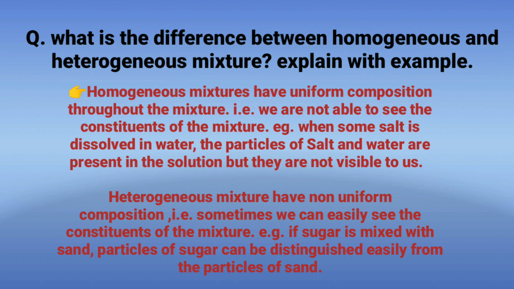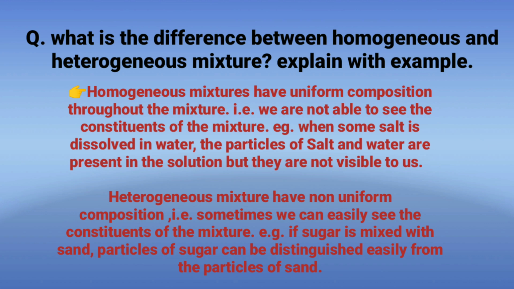What is the difference between homogeneous and heterogeneous mixture? Explain with example. Homogeneous mixtures have uniform composition throughout the mixture. It means we are not able to see the constituents of the mixture. As for example, when some salt is added to water, the solution contains particles of salt and water, but they are not visible to us.